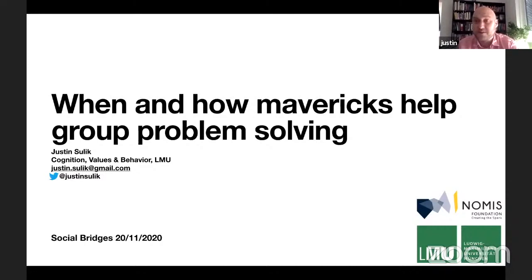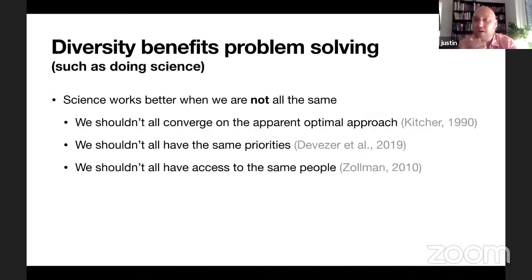So before, as Merle says, I tell you what a maverick is, I want to highlight that the broader problem within which I'm talking about here is the role of diversity in collaborative problem solving. And doing science is problem solving. It's a wonderful example of problem solving. So generally, I'm going to be framing my examples and my discussion as though I'm focusing on the role of mavericks and diversity in doing science. But I think I am ultimately talking about problem solving generally.